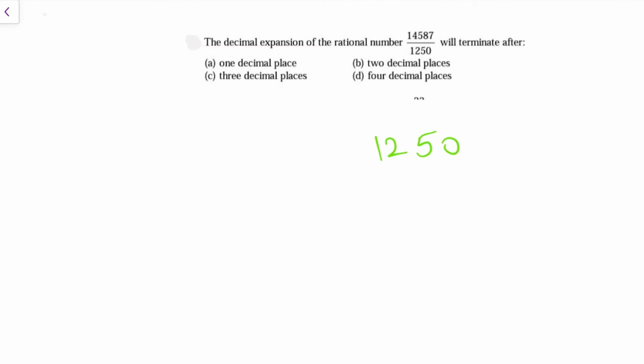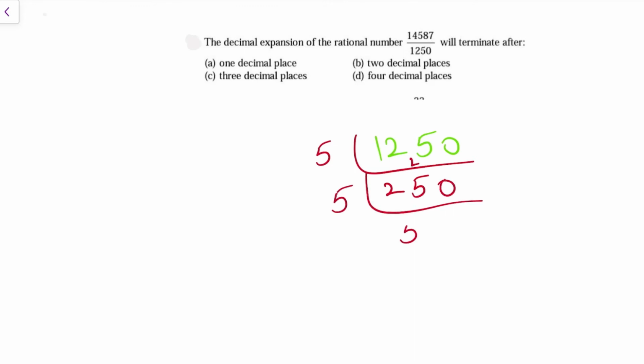In the previous cases they already gave the prime factorization, but in this case we need to find it. Last digit is 0, so it will come in the 5 table. 5 2s are 10, 2 remains, 5 5s are 25, 0 as usual. Again last digit is 0, it will come in the 5 table. 5 5s are 25, 0. Again it will come in the 5 table. 5 10s are 5 2s are.